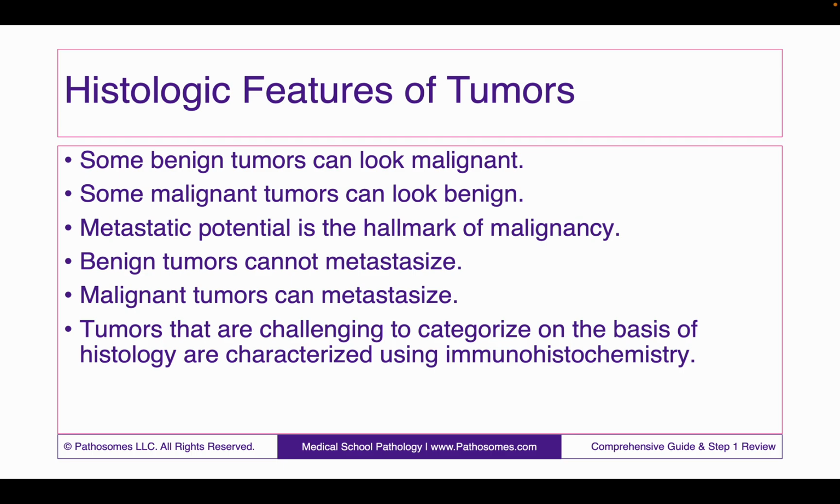Metastatic potential is the hallmark of malignancy. Keep this in mind. Benign tumors cannot metastasize. On the other hand, malignant tumors can metastasize. That's a key differentiating takeaway. Tumors that are challenging to categorize on the basis of histology are characterized using immunohistochemistry, among other things.